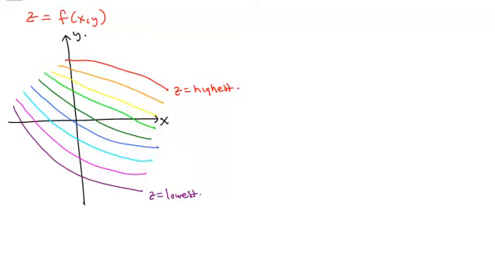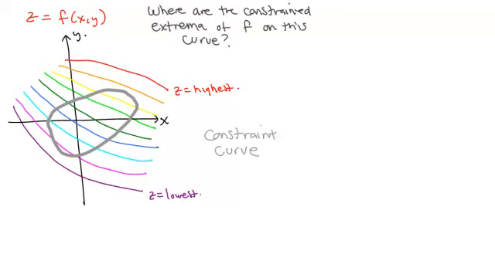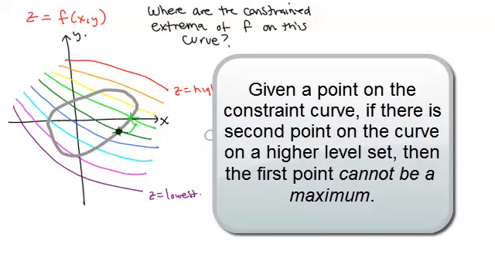Now let's imagine that we had some kind of a constraint curve, like this one. So my question would be, where are the constrained extrema of the function f on this particular curve right here? For example, would this point right here be a constrained maximum or minimum? The answer would be no. Whatever this z value is right here, this other point would have a higher z value because it's on a higher level set.